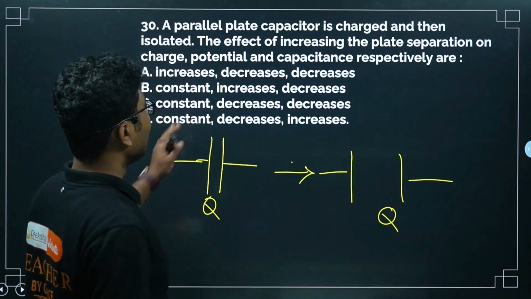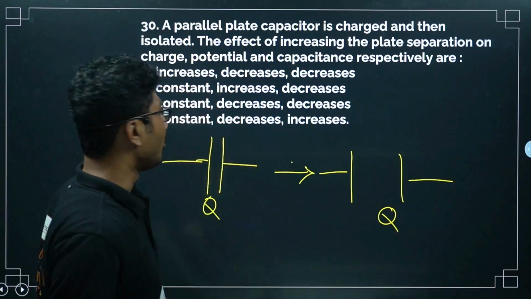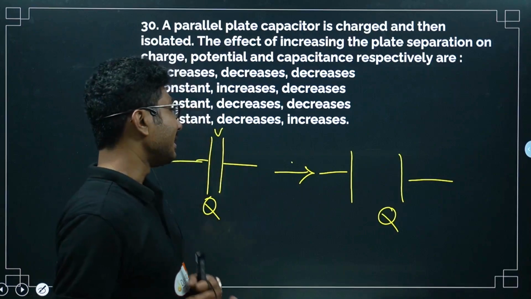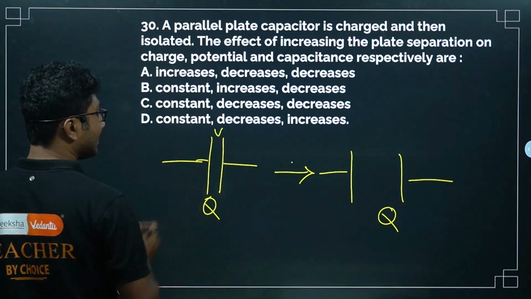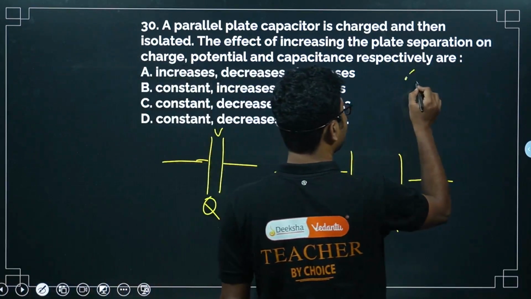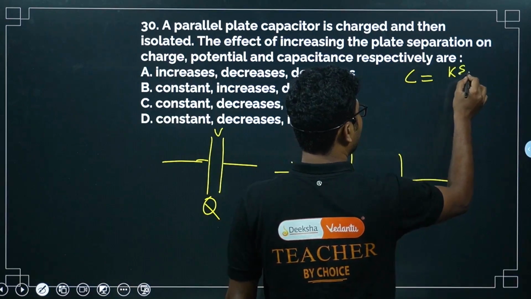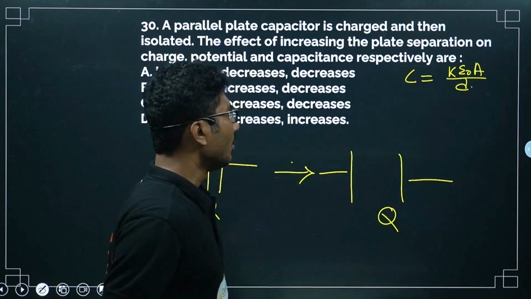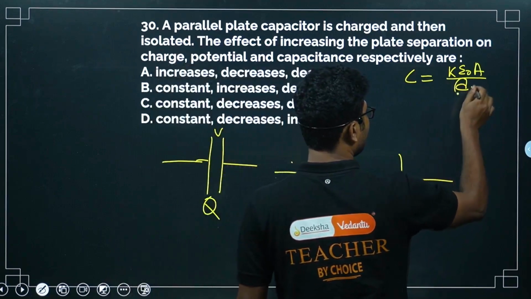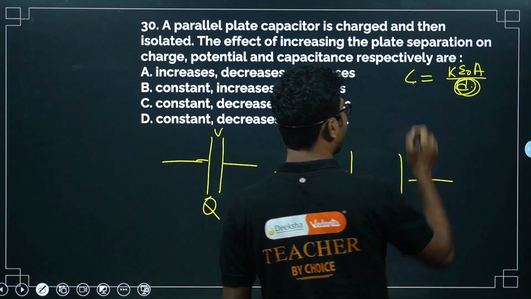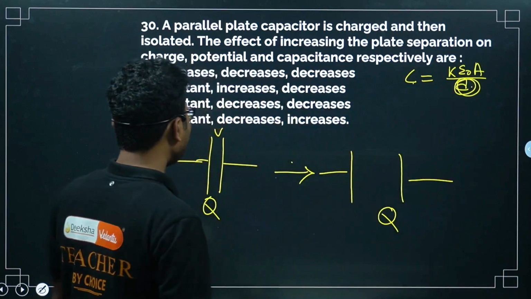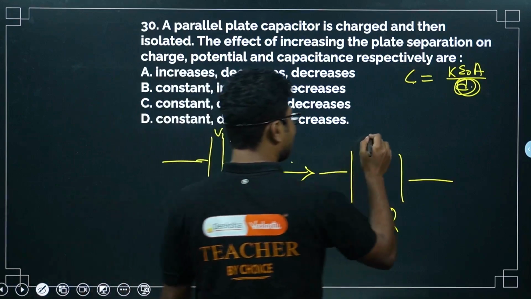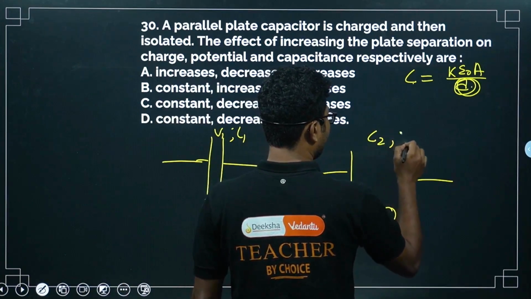Now what else? Potential. Potential was, suppose, V. Potential and capacitance are interrelated with charge. Now what will happen to the capacitance? We know that capacitance is K epsilon naught A by D, right? So if you increase the separation, that means D is increasing, so capacitance will decrease, right? So capacitance will decrease. Suppose this one is C1 and V1, and this one is C2 and V2.